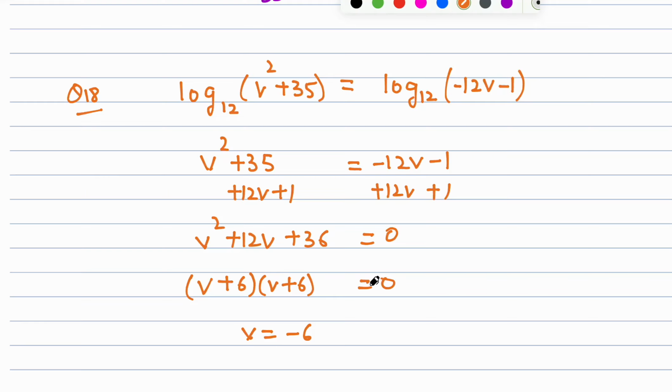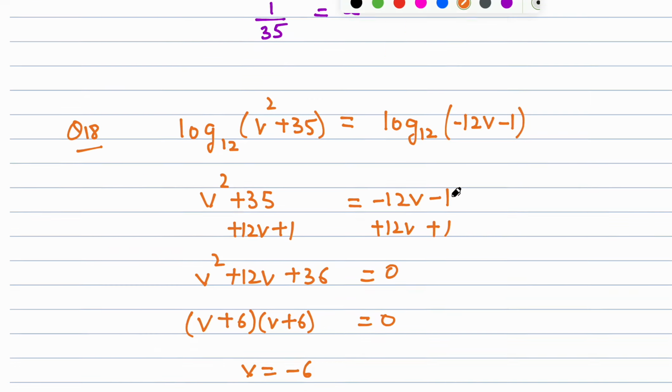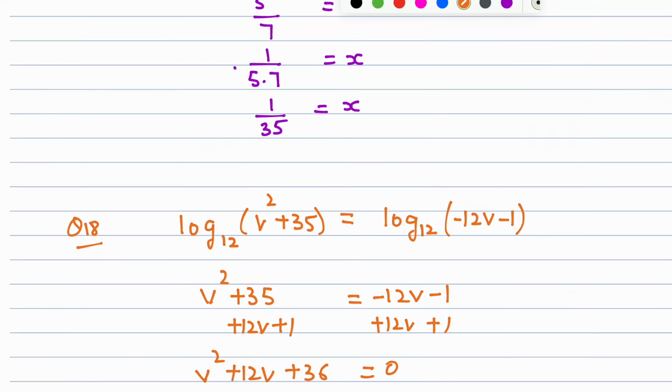I think we have done too much. So just practice this. I'll come up with one more session for practicing these log questions. So just try to do this whole thing first.